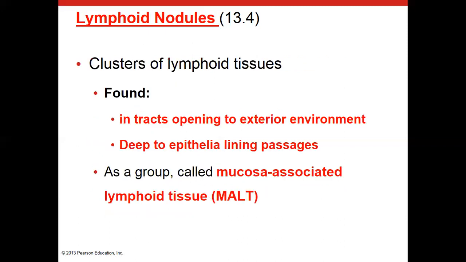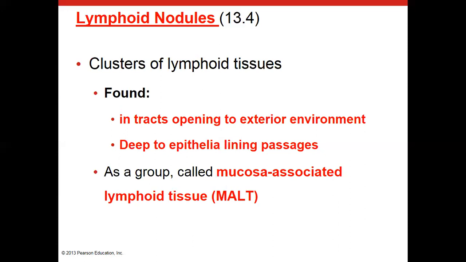So lymphoid nodules are clusters of lymphoid tissue, and they're found in tracts like the digestive tract, the urinary tract, the reproductive tract, the respiratory tract, basically in tracts that are open to the external environment. If a tract is open to the external environment, then that tract is open to possibly introducing infection to the body. So there's clusters of lymphoid tissues embedded in those tracts to make sure that if a pathogen gets introduced to the body, it doesn't get into the body further and cause infection.